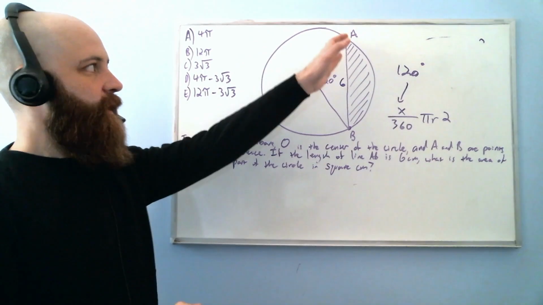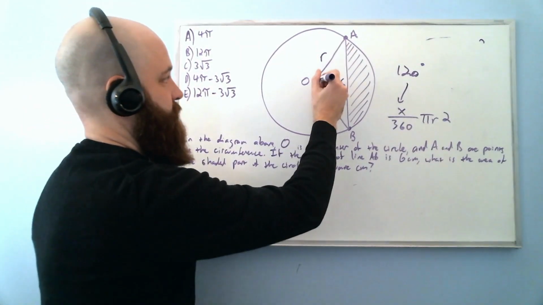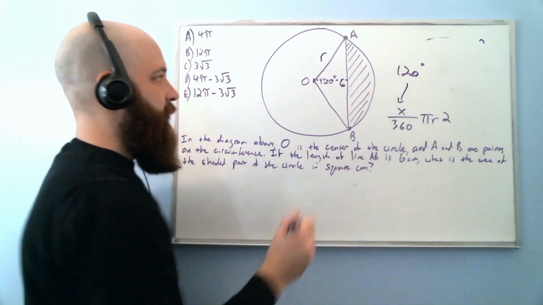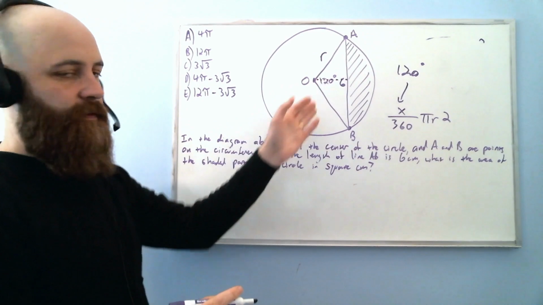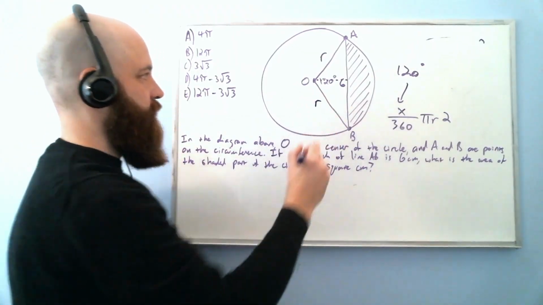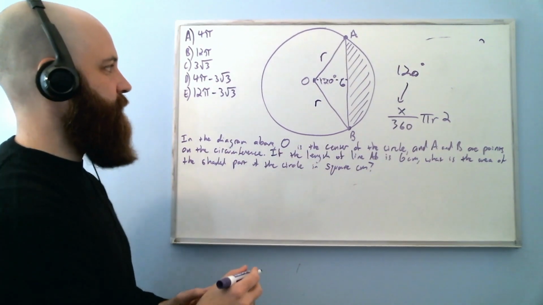Okay, so that's the base of this triangle. Now I'd like to know the height, so I'll draw in a height. And if I could figure out that height, I could get the area. Well, notice I have an isosceles triangle here. That's one thing to note, right? Two sides are the same. Those are both radii, so they have to have the same length.